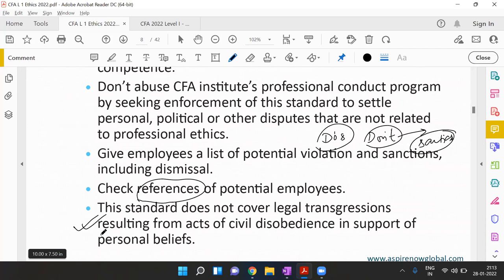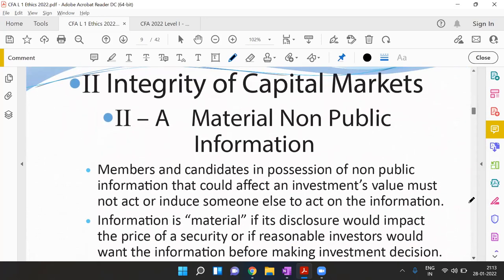Is it a crime? No. This standard says that out of your personal belief, if you're a part of a civil disobedience movement and if you went to jail, that's not a violation, right? So I just gave you this example because this example is apt for this particular point, right? So this was about Standard 1D.